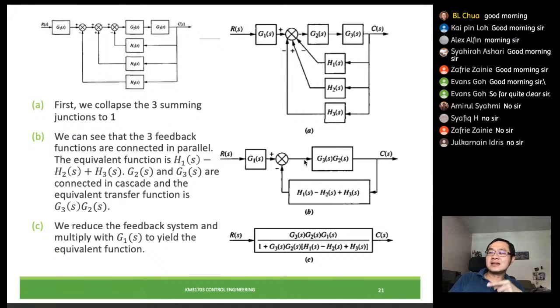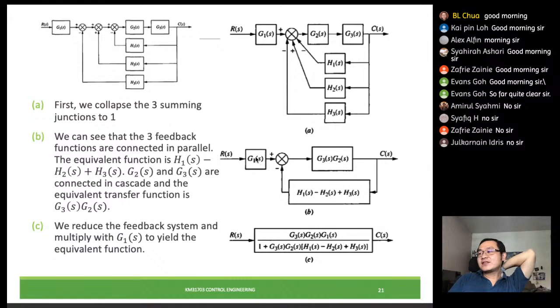Once we add this in, what we get here is now in series, so it could become G1, G2, G3, right? Whereas on this feedback side, we have this divided by G1, meaning to say this feedback side we will divide by G1 for the whole term. So that's all.